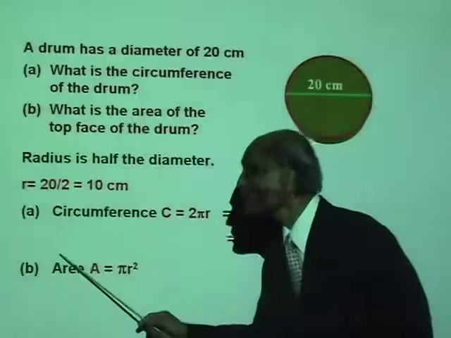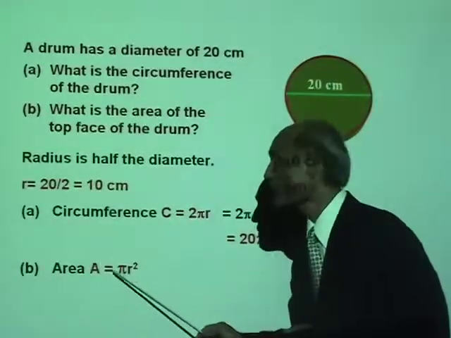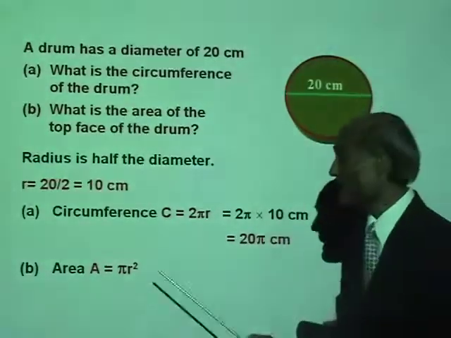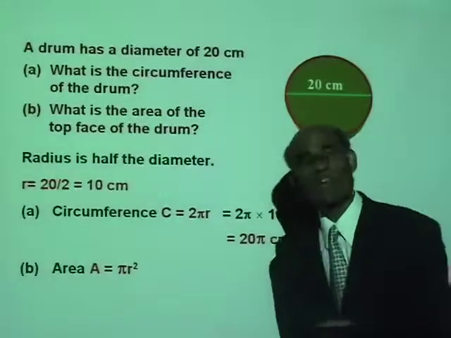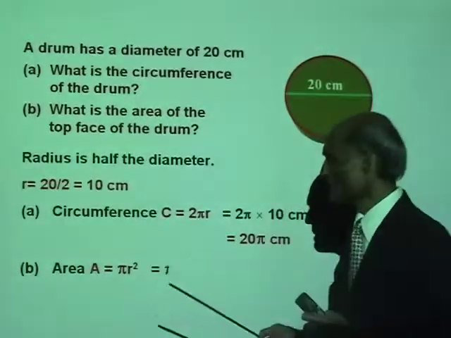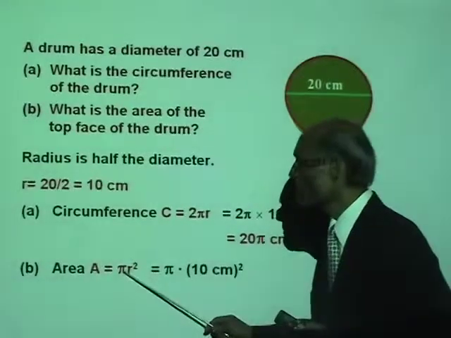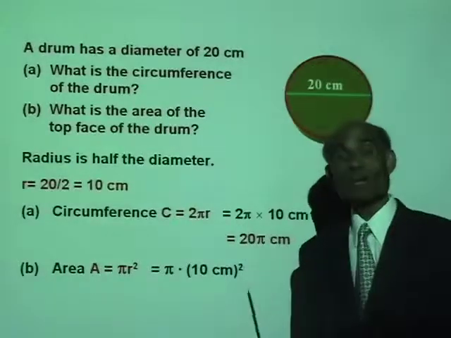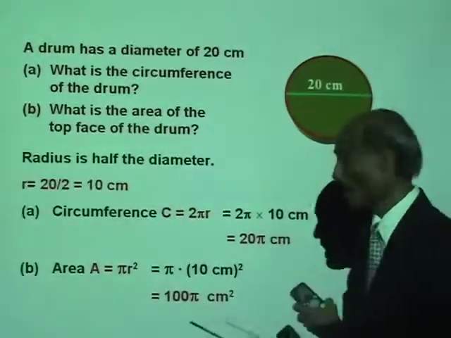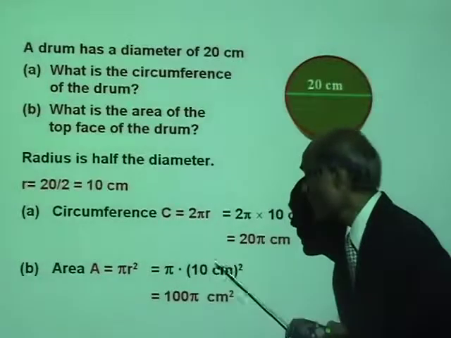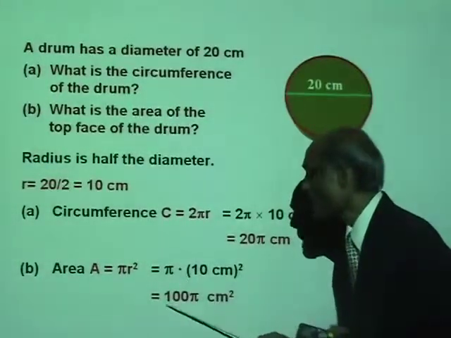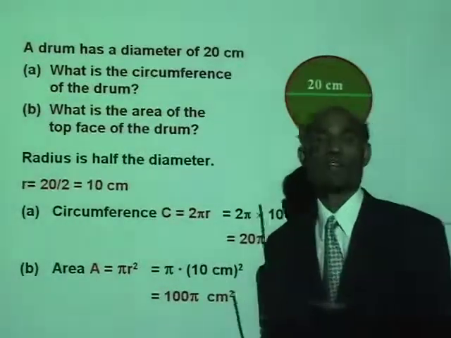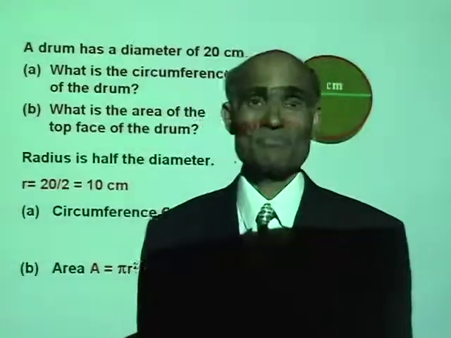Alright, what is the area of the circle? Area is given by the formula A equal to pi r squared. But again, we will not do anything with pi. We will leave it as such. That will be pi times the value of r, which is 10 centimeter. When you square it, it will become 100 centimeters squared. Look at this. 10 squared is 100, multiplied by pi is 100 pi centimeter squared, which is the area of the drum.